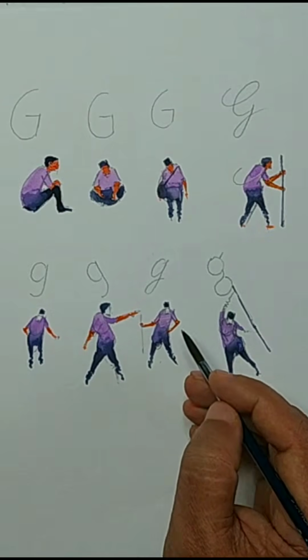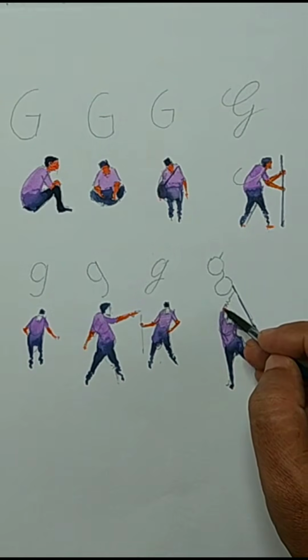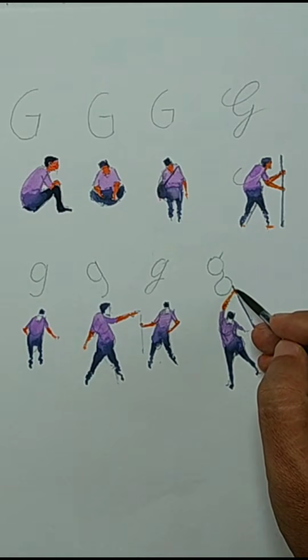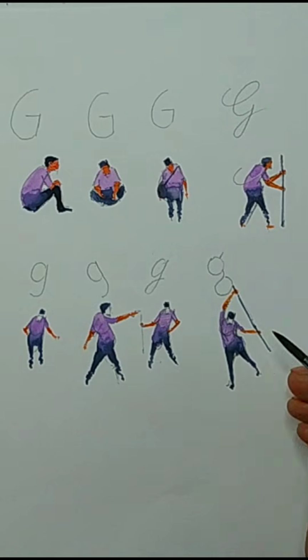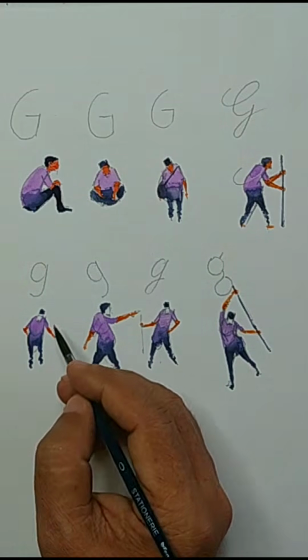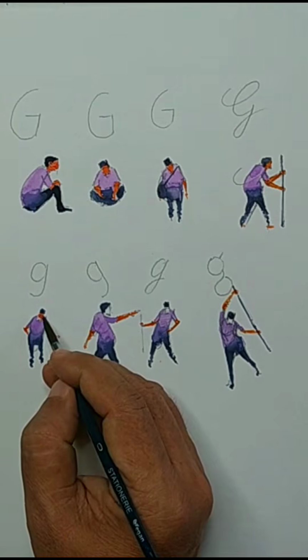Okay, these are orange colors directly picked from the tube. Okay, the last one is a very peculiar pose. I really do not know what it is.